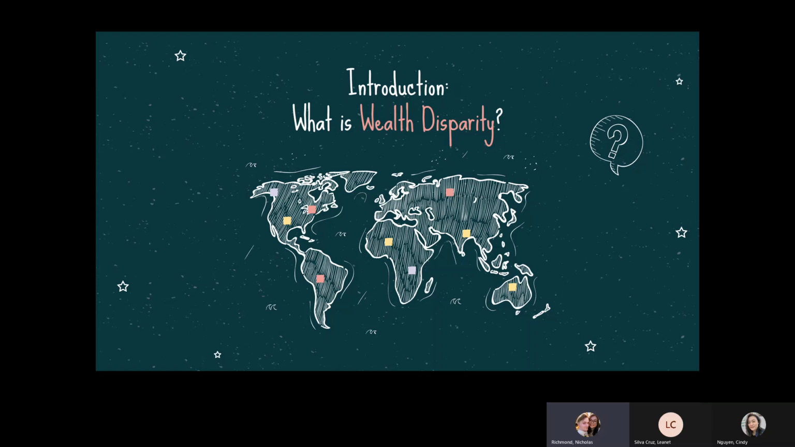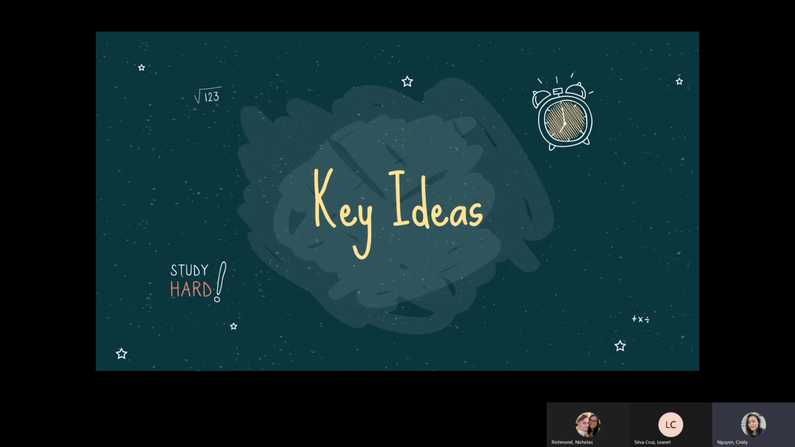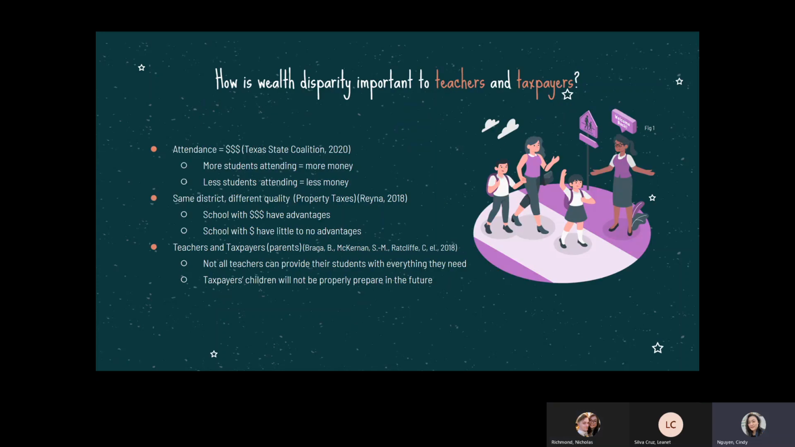For example, 46% of children from high-income households will complete all 4 years of college. Only 24% of children from low-income families will. In this presentation, we'll be discussing how wealth disparity affects teachers, children, and taxpayers. How is wealth disparity important to teachers and taxpayers?